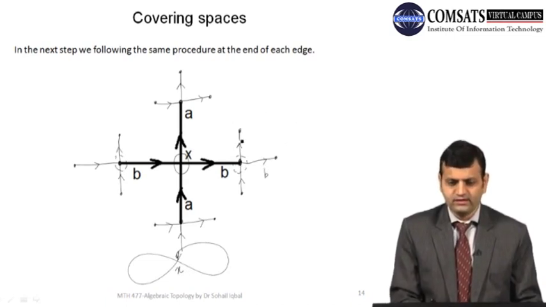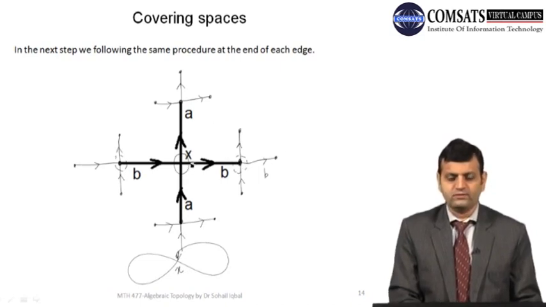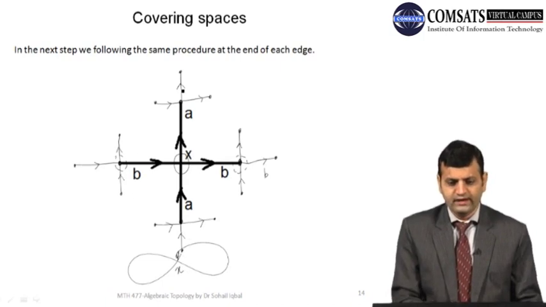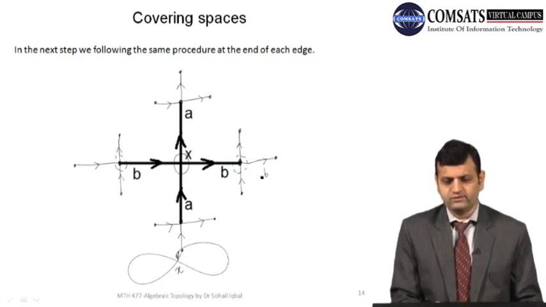It's a tree, so there'll be no cycle in it. If there is no cycle in it, then there'll be no closed paths. In other words, there'll be no loops in this space. Okay, so all of these ends will have the same construction again, so I'm just going to do it for one.